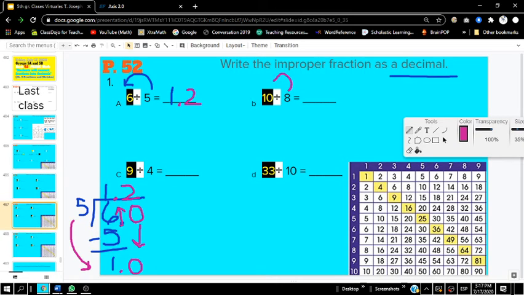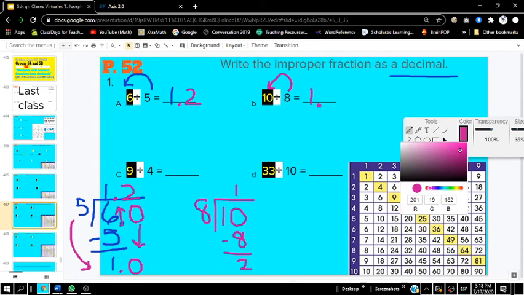How many times does 8 go into 10? Well, I know that 8 times 1 equals 8. So my answer is going to include a 1 and then a little bit more. It's going to be a decimal. So I'm just going to put my decimal point right there. Let's do the long division to try to figure out the answer. 8 can go into 10 one time. 10 minus 8 equals 2.